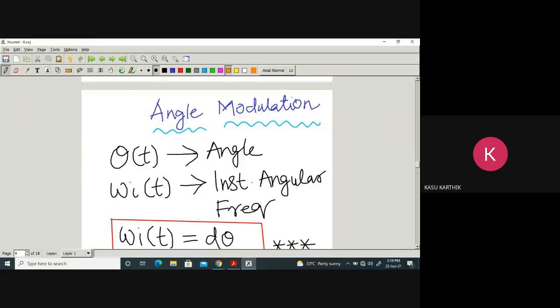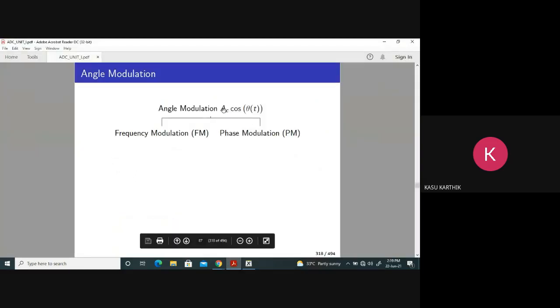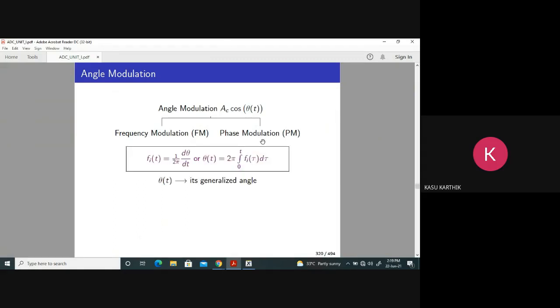Now what is angle? Theta of t is called angle. So here what are you writing? AC cos theta of t. In this, theta of t is called the generalized angle. Now here we have Fi of t, that is instantaneous frequency. So please observe these terms very carefully. They're a little bit confusing, but don't worry. AC cos theta of t is just like a cos waveform. Here theta of t is called angle.